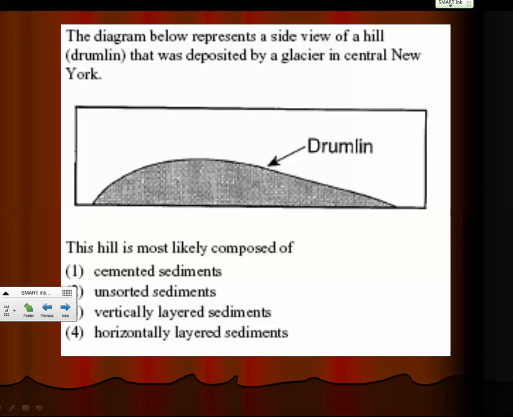And questions, pretty obvious answer for this question because we're just talking about it. But it represents the side view of a hill that was deposited by a glacier in central New York. The hill is most likely composed of, and we're looking for stuff that glaciers leave behind, which are unsorted sediments. Ice doesn't sort, it just drops them randomly.